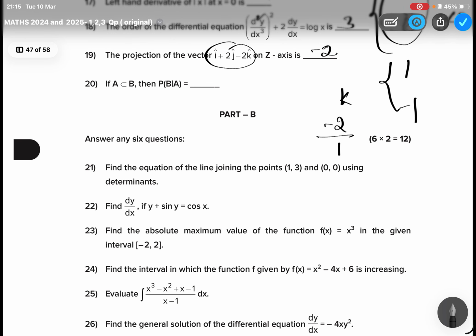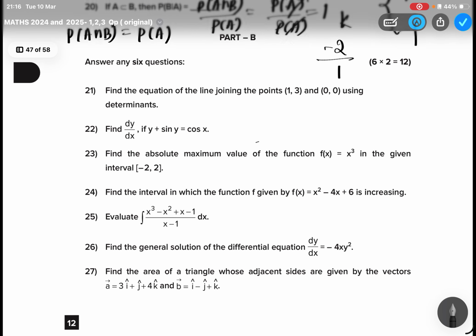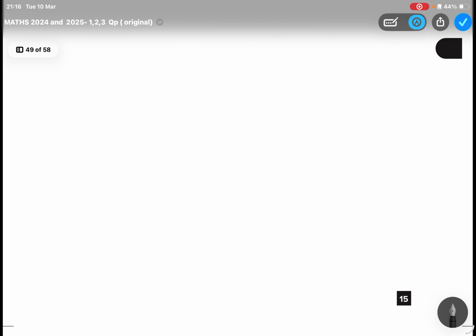A is a subset of B, then probability of B given A. A is a subset of B, then probability of A intersection B will be probability of A. The answer will be probability of A intersection B divided by probability of A, probability of A divided by probability of A. Then the answer is 1. So I hope I solved this question paper.